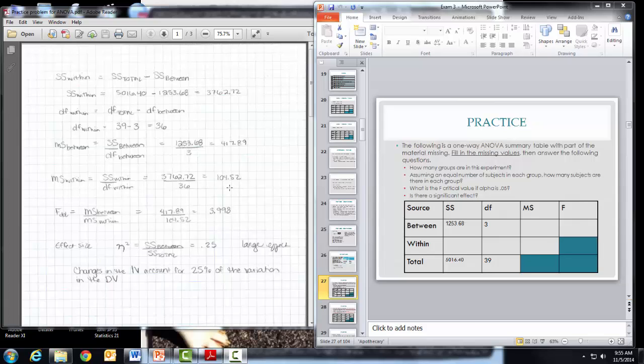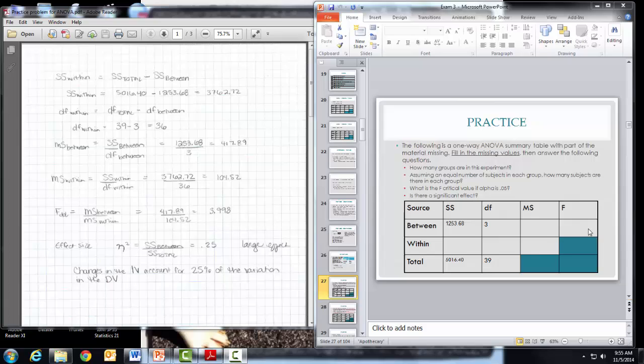Okay, so now we have calculated our mean squares between, which should be 417.89, and mean squares within, which is 104.52. Now we have all that we need to calculate our F obtained. This is the number that we use to test our hypothesis.